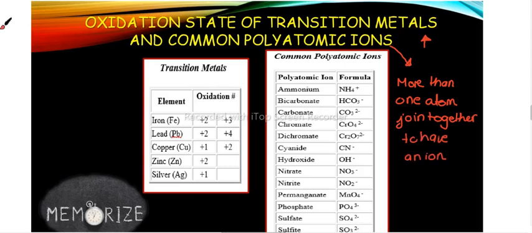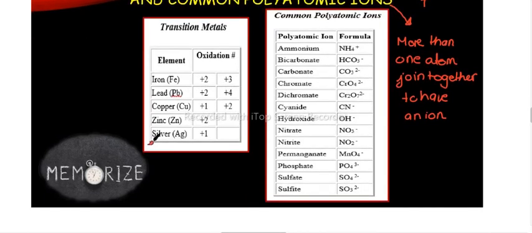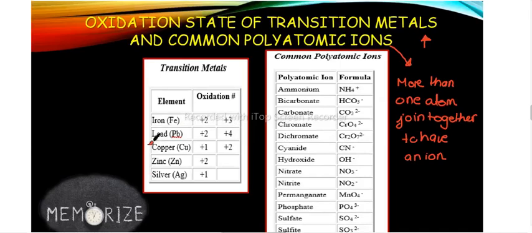These polyatomic ions, their oxidation state and their formula should be memorized. So it is so essential to go through them and to memorize them. So it is written right here. It's for memorizing. Let's look at the transition metals one.